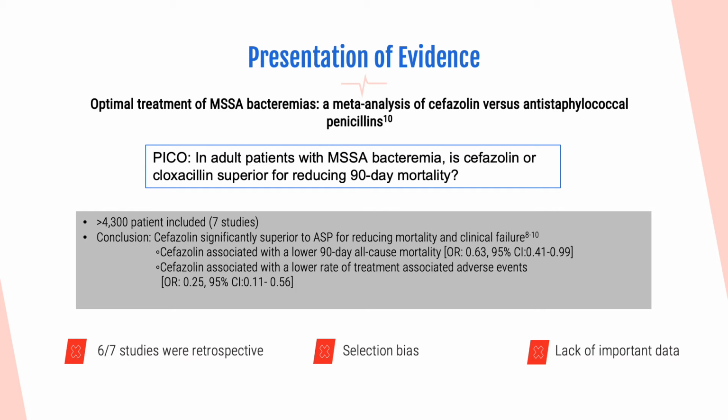We could not find any RCTs or meta-analyses comparing these 2 agents in MSSA endocarditis. However, we were able to find several studies comparing these agents in MSSA bacteremia. A recent meta-analysis conducted by Monique Bedell and colleagues sought out to answer the following question. In adult patients with MSSA bacteremia, is cefazolin or cloxacillin superior for reducing 90-day mortality?